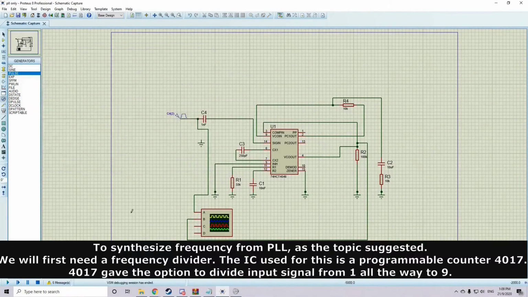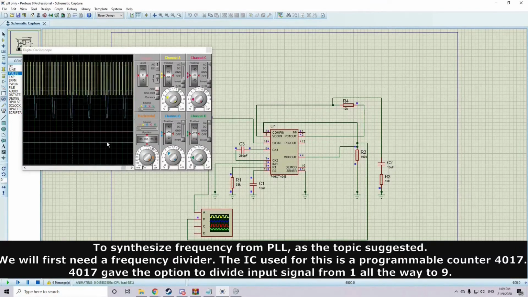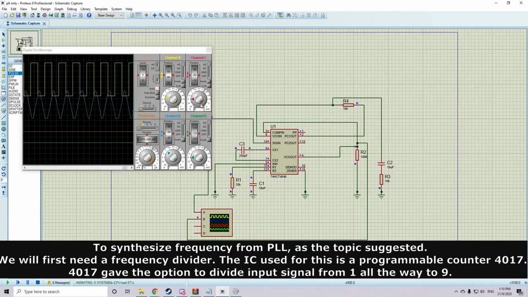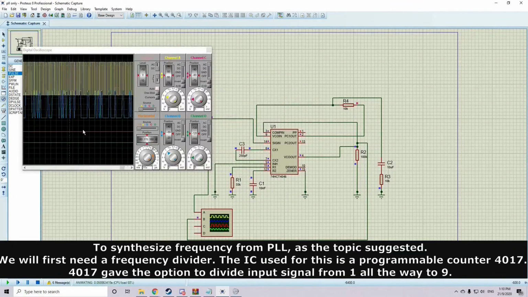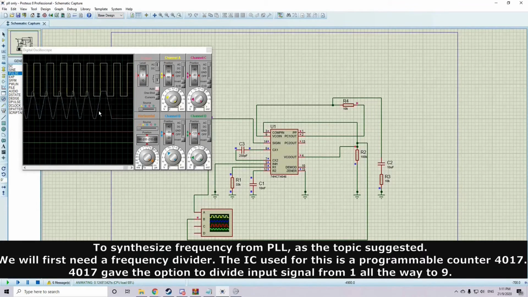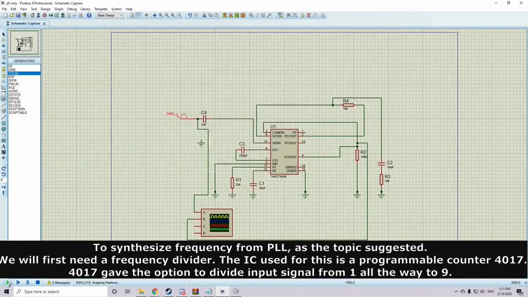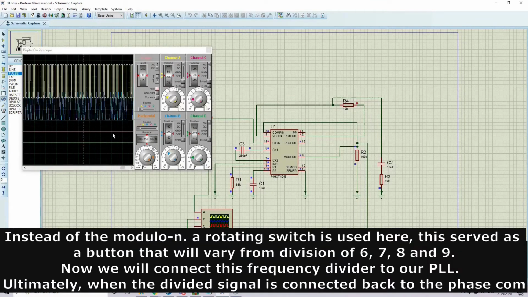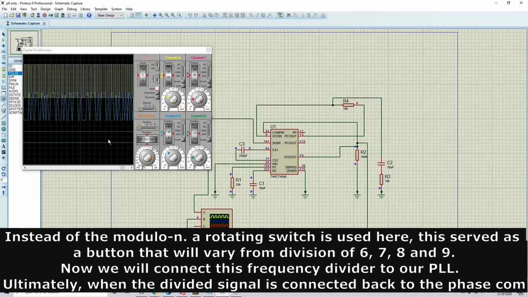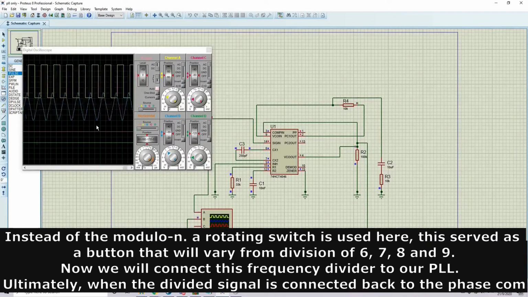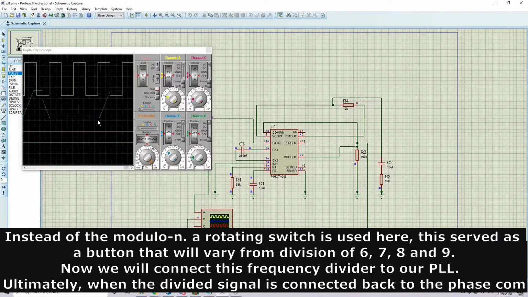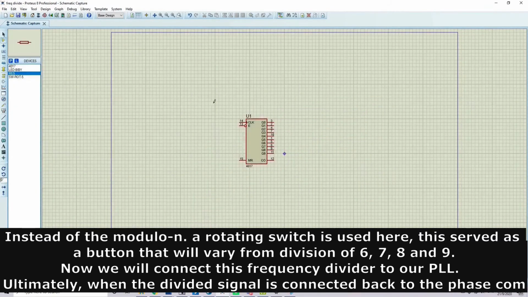To synthesize frequency from the PLL, as the topic suggests, we will first need a frequency divider. The IC used for this is the programmable counter 4017. The 4017 gives the option to divide the input signal from 1 all the way to 9. Instead of the modular N, a rotating switch is used here. This serves as a button that will vary the division by 6, 7, 8, and 9. Now we will connect this frequency divider to our PLL.